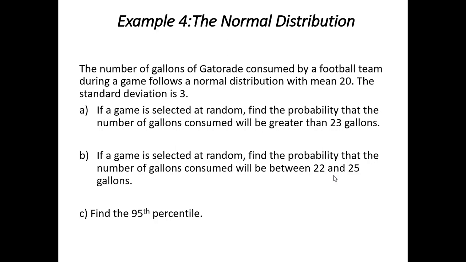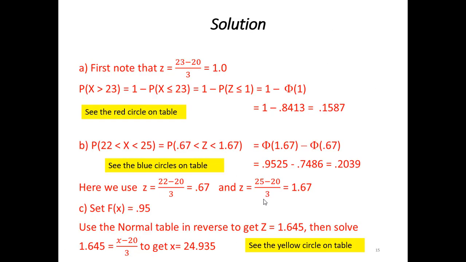If a game is selected at random, we'd like to find the probability that the number of gallons consumed will be greater than 23. And also, if a game is selected at random, find the probability the number of gallons consumed is between 22 and 25. And then in part C, find the 95th percentile. So as we go through this, I'm going to show you how to make calculations and use the table as well. Okay, it's important to understand that the normal distribution is continuous.